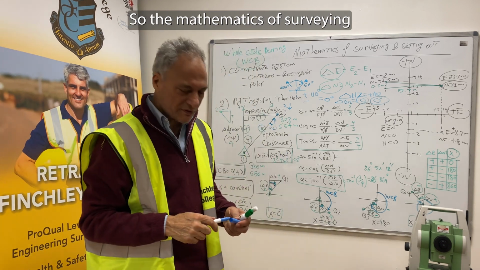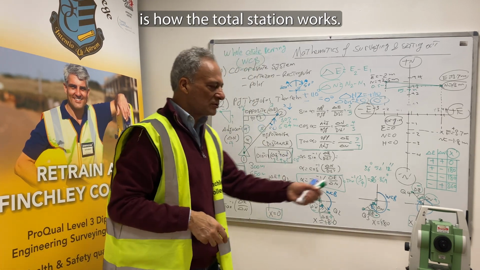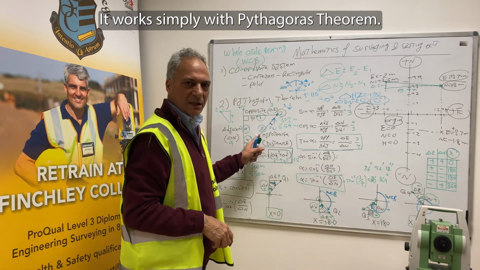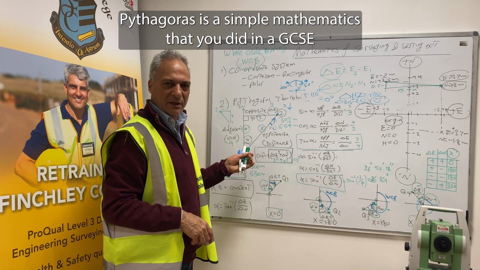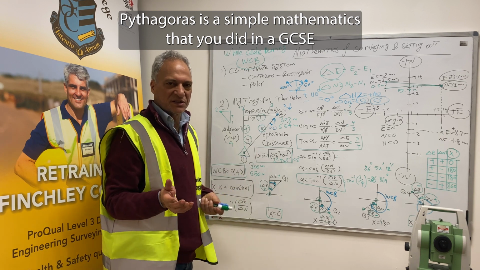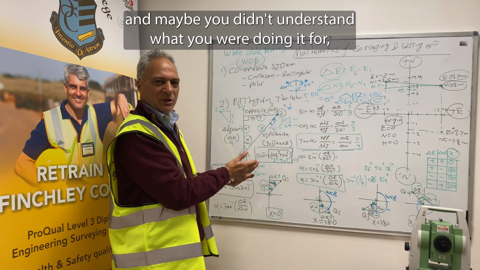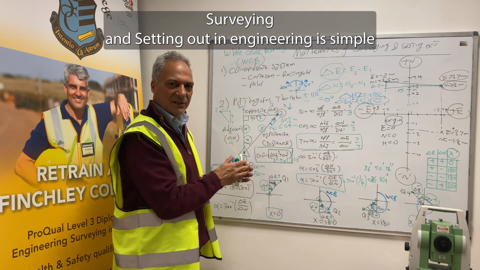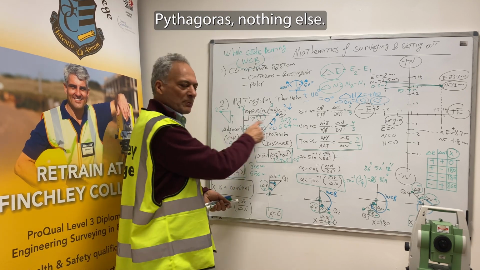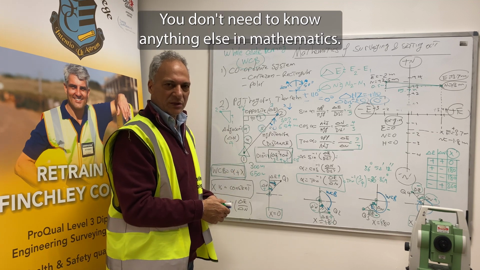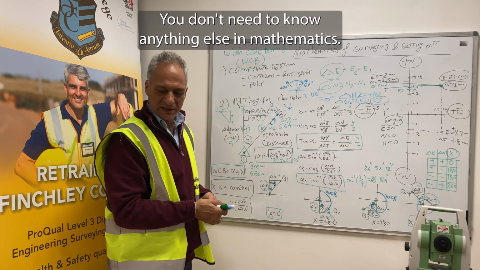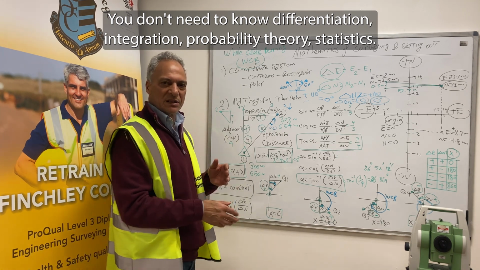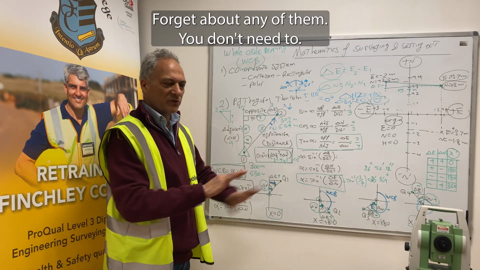So the mathematics of surveying is how the total station works. It works simply on Pythagoras. Pythagoras is simple mathematics that you did in GCSE, and maybe you didn't understand what you were doing it for, but surveying and setting out and engineering is simple Pythagoras, nothing else. You don't need to know anything else in mathematics. You don't need to know differentiation, integration, probability theory, statistics. Forget about any of them.